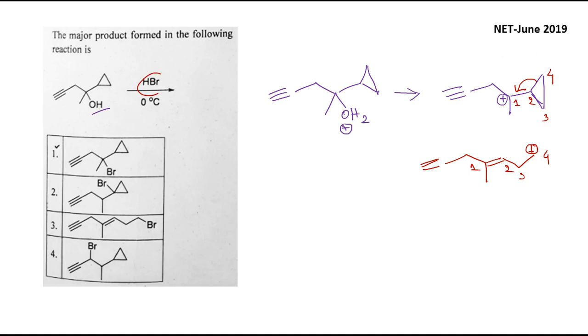Now finally, in the medium there is Br minus present, so Br minus will attack here. Basically, if you can reach up to this point, if you know that the C-C bond will be broken, then obviously it will be option 3, because in all the other structures there is a 3-membered ring. So only option 3 is the correct answer.